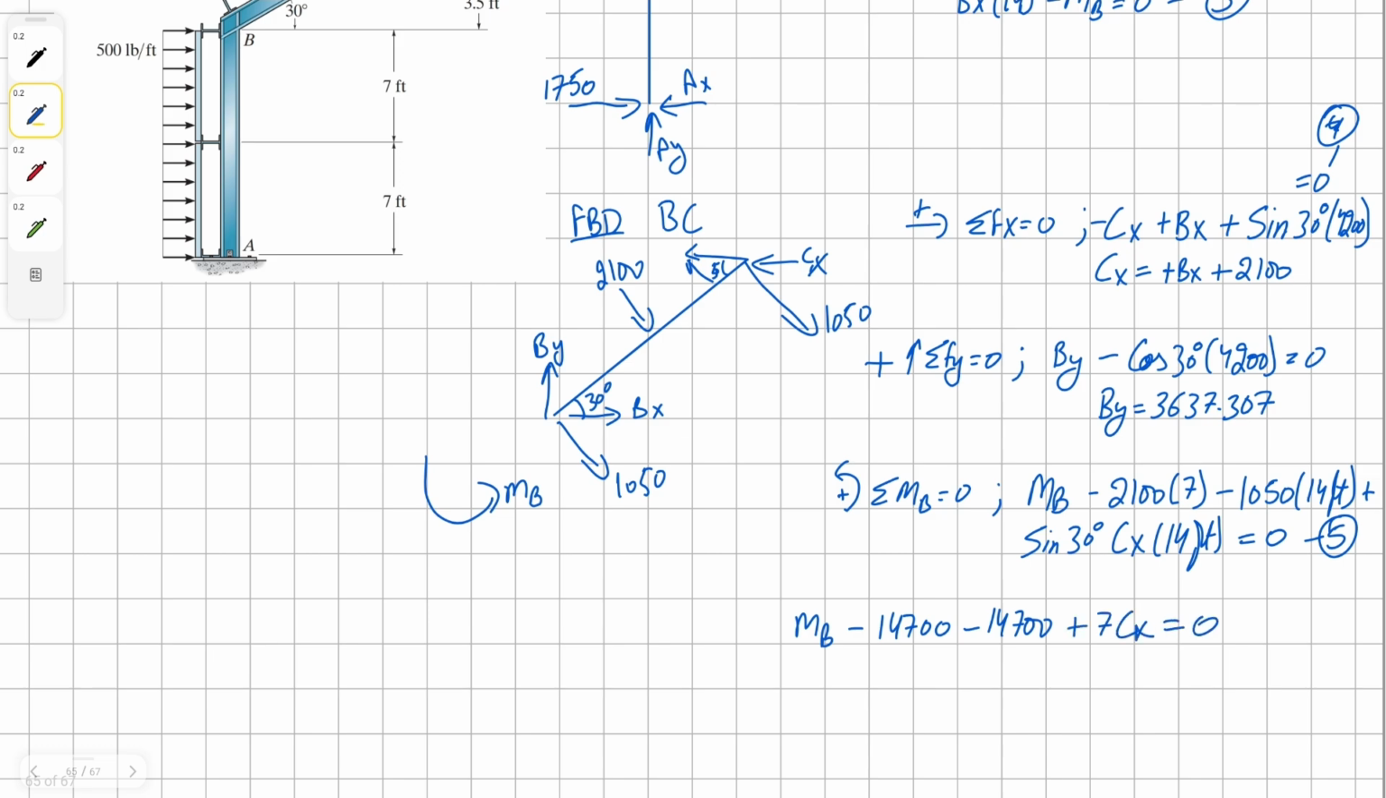Plugging in the value of our Cx, going to have moment B. This is going to be negative 29,400 plus 7Bx and positive 2100 times 7 is 14,700 equals 0.